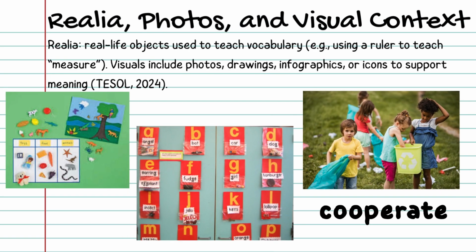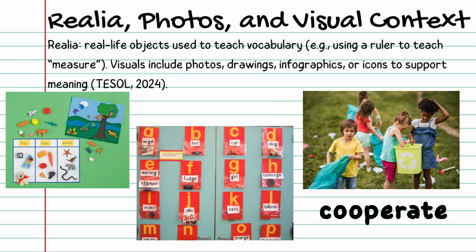Realia is real life objects used to teach vocabulary, for example, using a ruler to teach the word measure. Visuals include photos, drawings, infographics, or icons to support meaning. Visuals and realia are beneficial to English language learners because they provide a direct visual meaning, so there's no guessing or translation needed. It also helps make words more concrete rather than abstract.